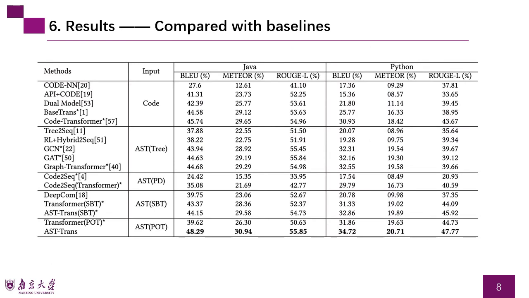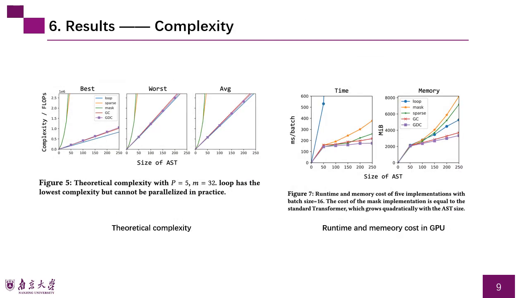We do our experiments on 2 code summarization datasets. One is Java, and the other one is Python. The results show that AST-Trans outperforms all the baselines on all these 3 metrics. We also analyze the theoretical complexity and the runtime and memory cost in GPU.